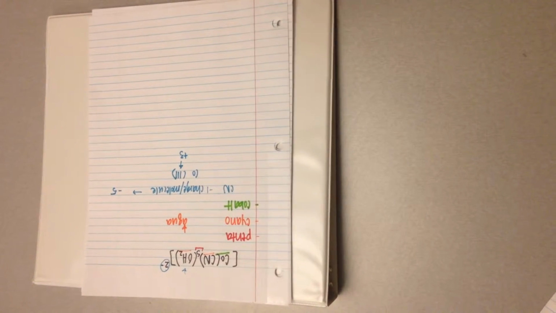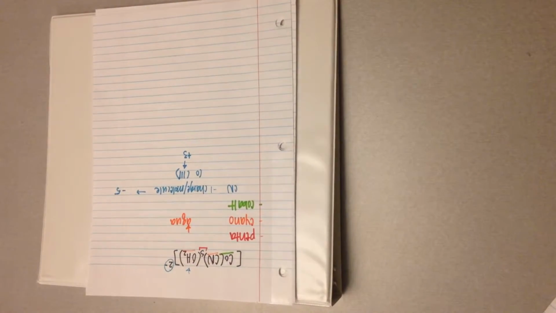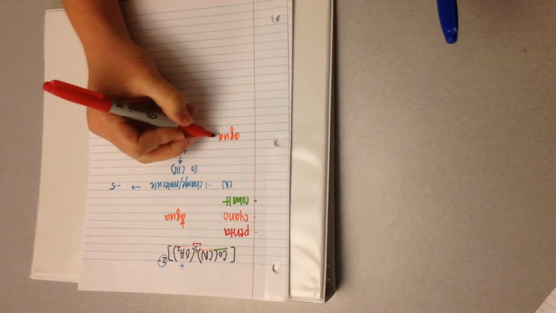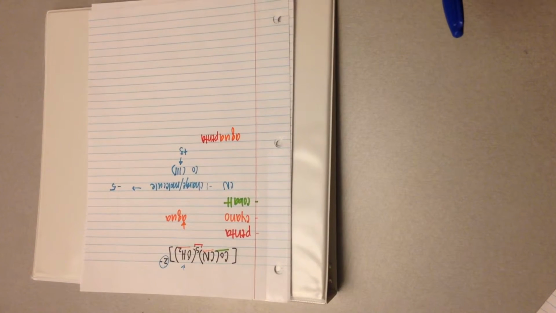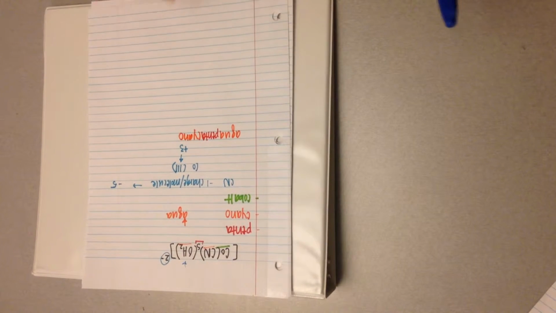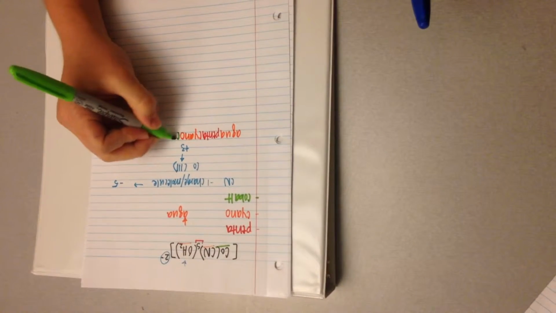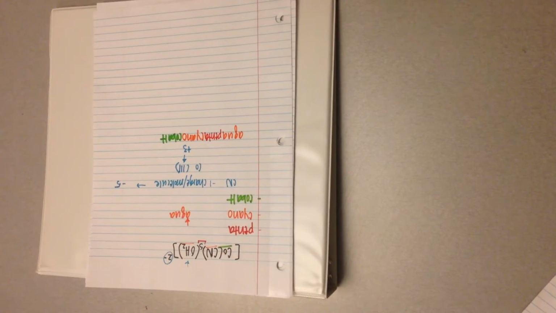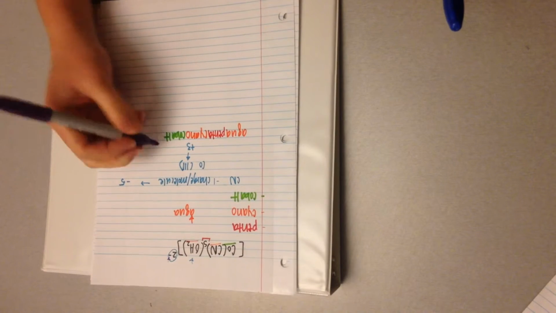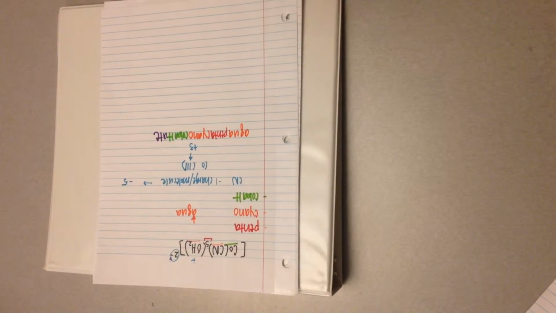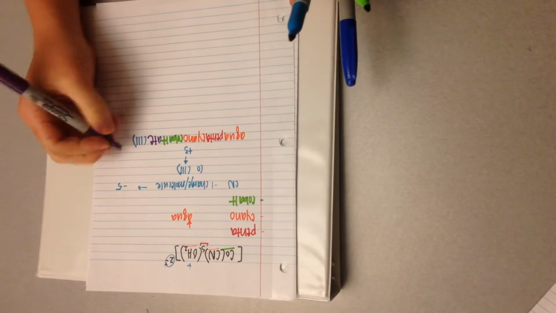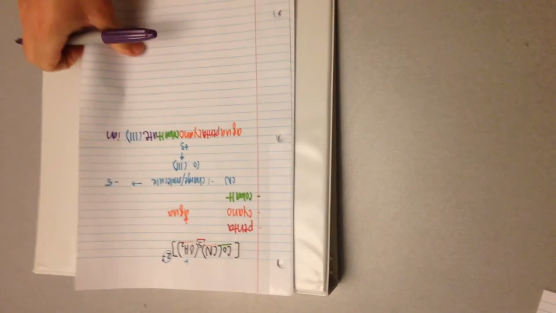So to finish this off, we're going to have aqua, penta, cyano, cobalt, and because this is an ion and is not attached to anything and has a negative charge, it's going to be cobaltate, and our oxidation number is 3, and finally we just have ion. So that's how you do the first one.